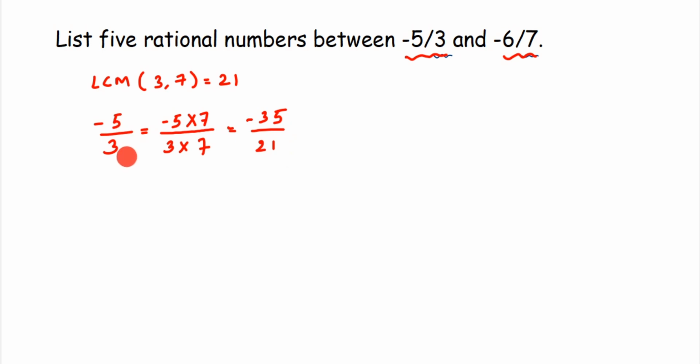Similarly, we're going to find it for minus 6 seventh. So here we have minus 6 by 7. This is equal to, now again think of a number you have to multiply with 7 to get 21 in the denominator. We know that 7 times 3 is 21. So we'll multiply 3 in the numerator too. Minus 6 times 3 is minus 18. Now we got minus 18 over 21.